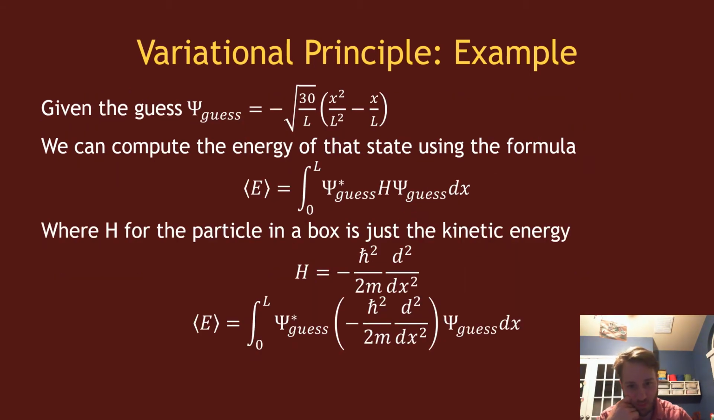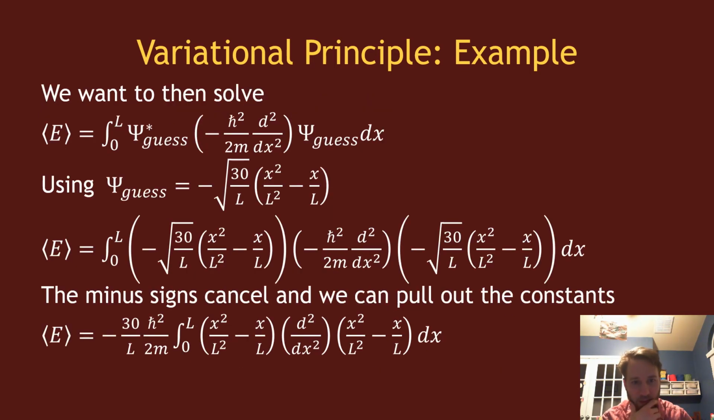Okay, so given our guess, again, we want to solve for the expectation value of the energy, which is related to that integral of your guess wave function times the Hamiltonian times the guess wave function. Our Hamiltonian for the particle in a box system is just the kinetic energy term. And so this is the integral I'm trying to solve. So just rewriting the integral here in the slide, we're going to use our guess wave function and plug it in.